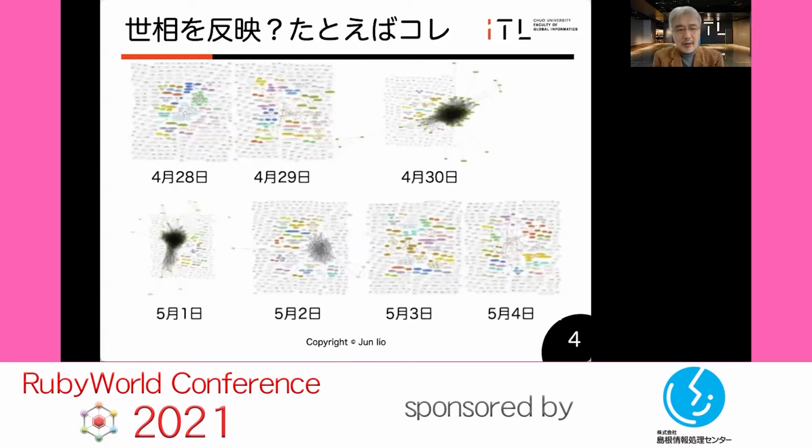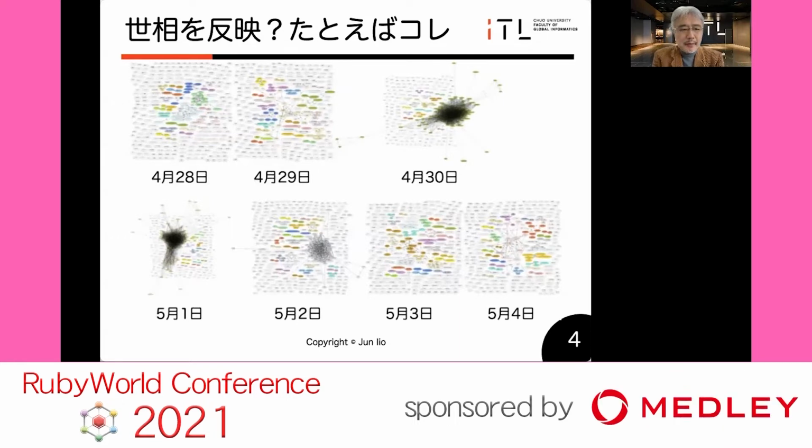So this is the easiest way to understand, with this example. For instance, this is 1 week from April 28th to May 4th. This is a very extreme example. This is a phenomenon that happened only one time, from April 28th to May 4th, in 2019. Let's see what happened in that week.